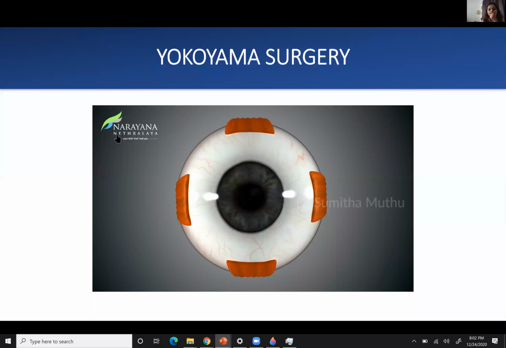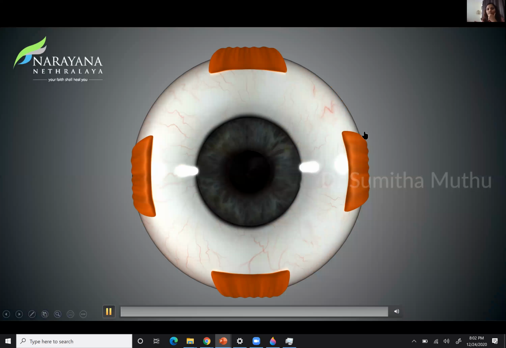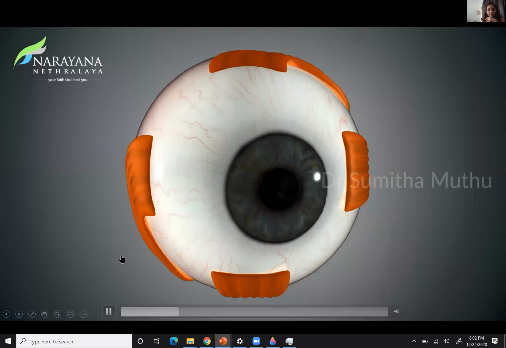Another interesting surgical procedure is the Yokoyama's procedure. This is done for myopic strabismus fixus. What happens in myopic strabismus fixus is the superior rectus and the lateral rectus, their muscle bellies displace from the normal position. They start sagging like this.